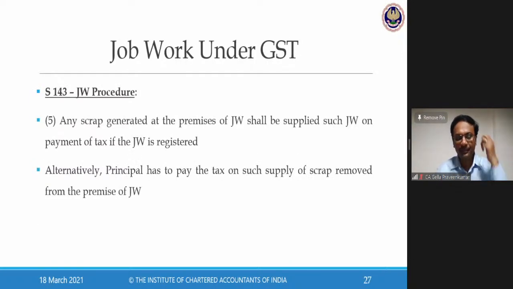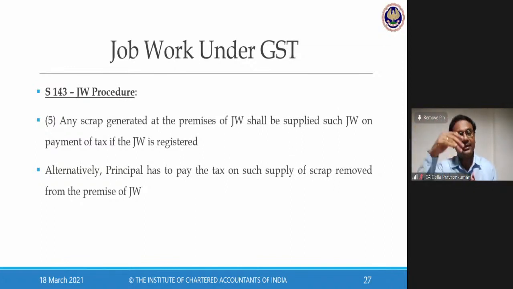In case of scrap, wherever there is a scrap, I give example of that 100 kgs got converted into 10 boxes. 100 sheets have sent, sorry, 10 sheets have sent, it has come back as a box. 5 kgs scrap has been generated. Law says, if there is a scrap generated, if you are a principal, job work is not registered, you pay the tax on that particular scrap.